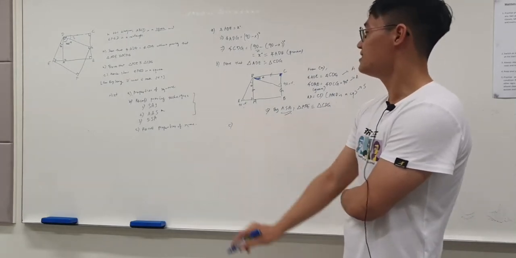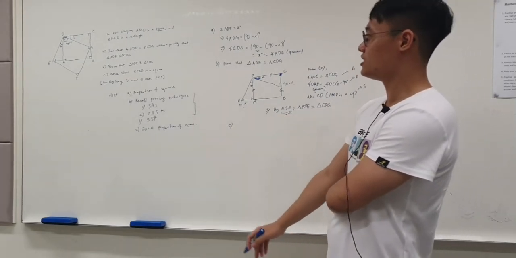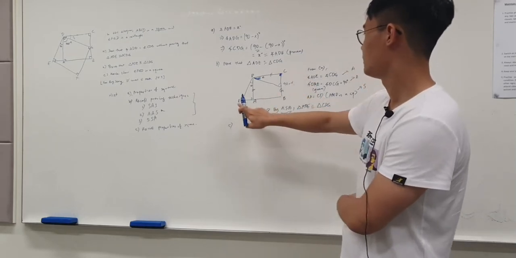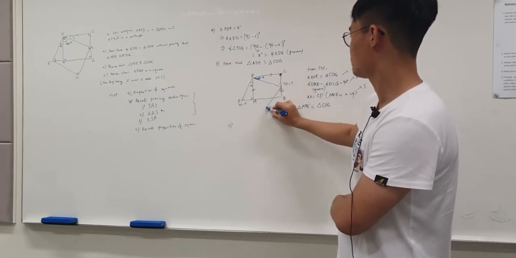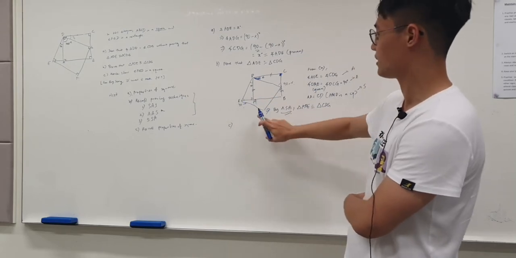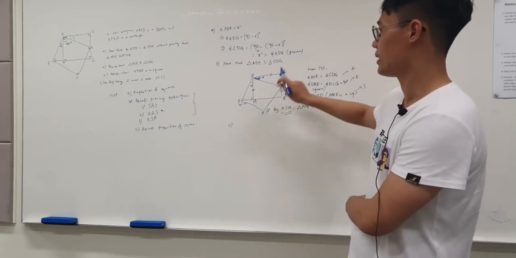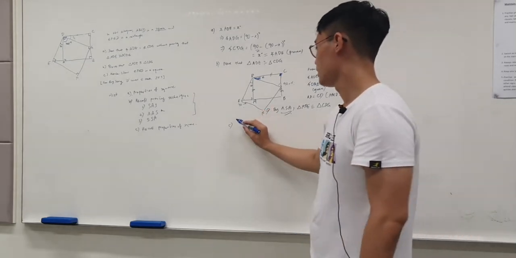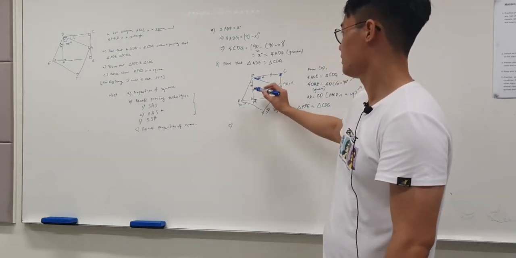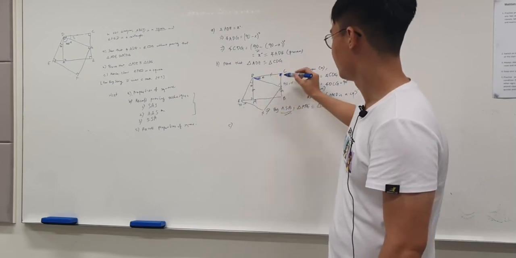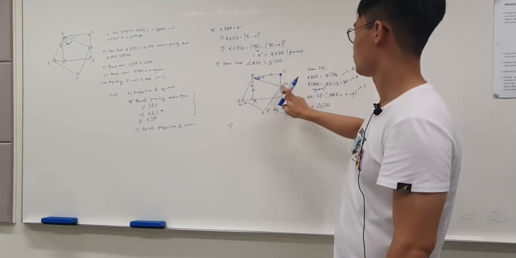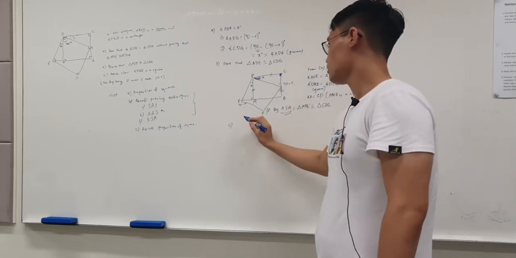Okay, so part C, hence show that EFGD is a square. So now we want to look at this quadrilateral over here, this rectangle over here. EFGD is a square. So how do we show that this is a square? We already got triangle ADE is congruent to CDG.